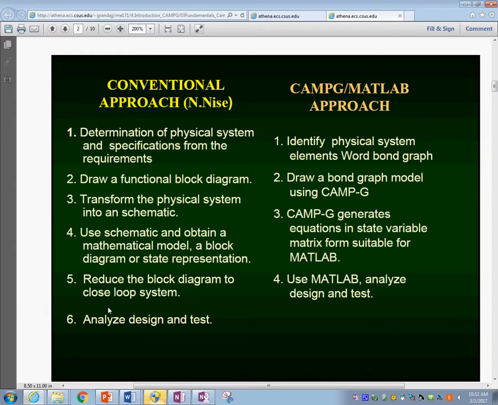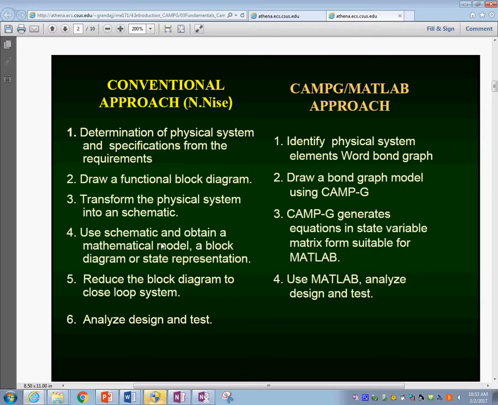I took this approach from Norman Nise, who is an author for the Control Systems book, and summarized the steps of doing a model. One is determination of a physical system and the specifications, the requirements. Then draw a functional block diagram. Before you do this functional block diagram, you have to have the equations of motion of the system. Otherwise, you cannot do it because block diagrams represent equations.